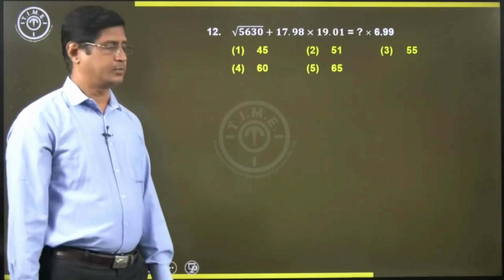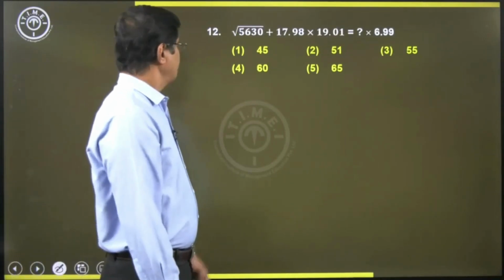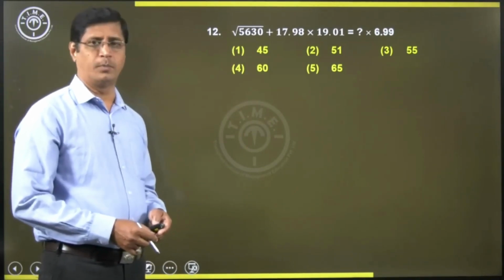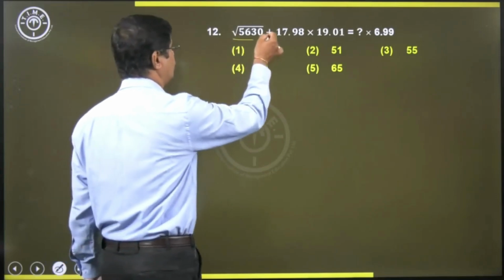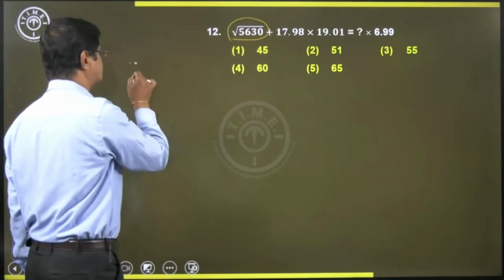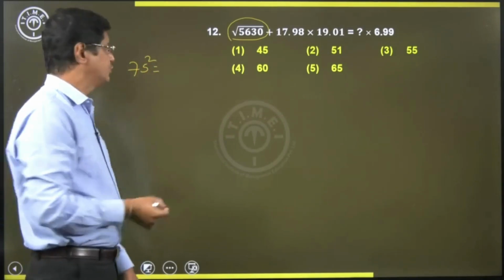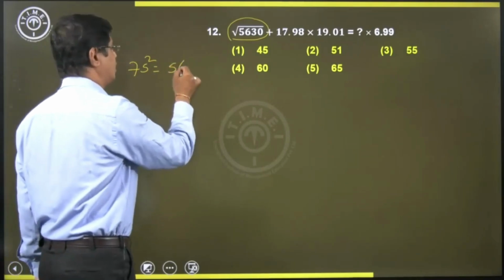Now look at the next example. Under root 5630. 5630, it is close to 75 square. How much is the value of 75 square? It is 5625.